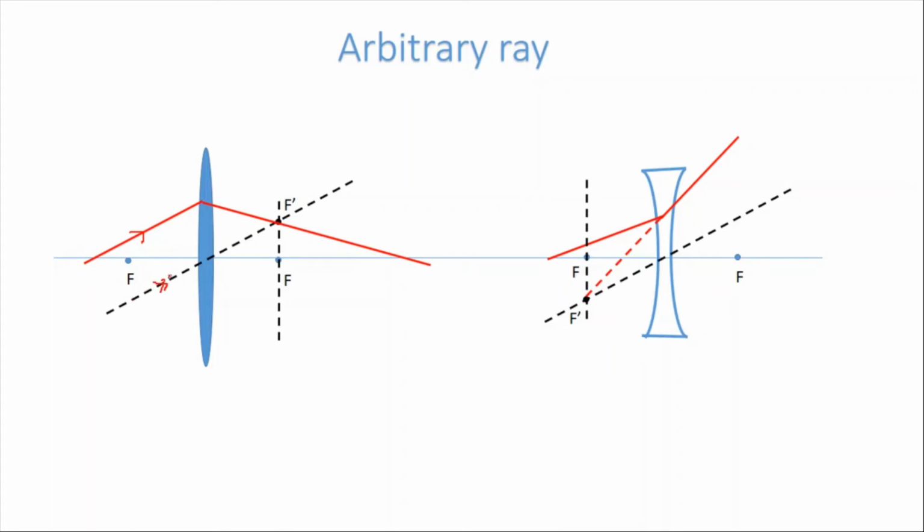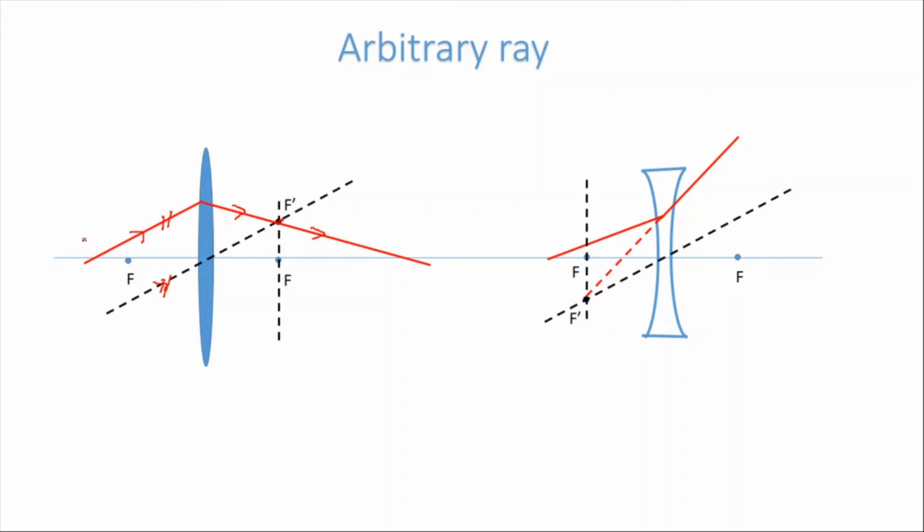Okay, this one and this one are parallel to each other. Then we draw a perpendicular line from the focal point and it crosses with this parallel line. This point is called the second or the other focal point of the lens. So the incident ray will pass through this new focal point if this is an arbitrary ray, and you can draw its refraction from the lens like this.